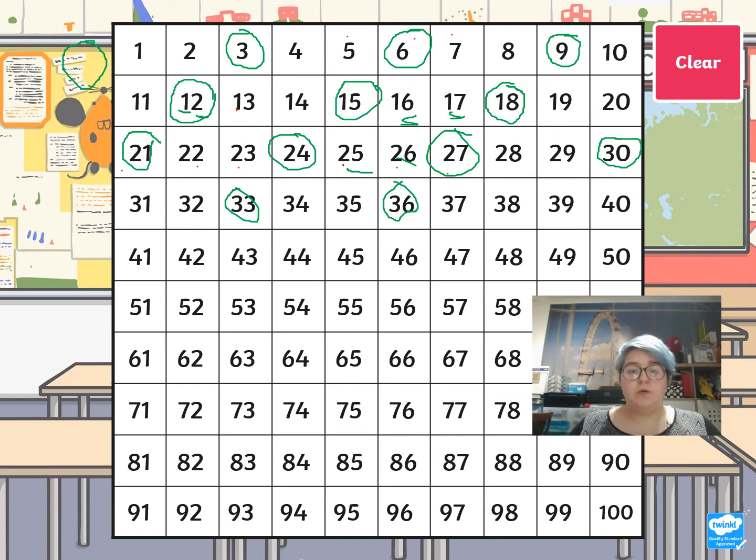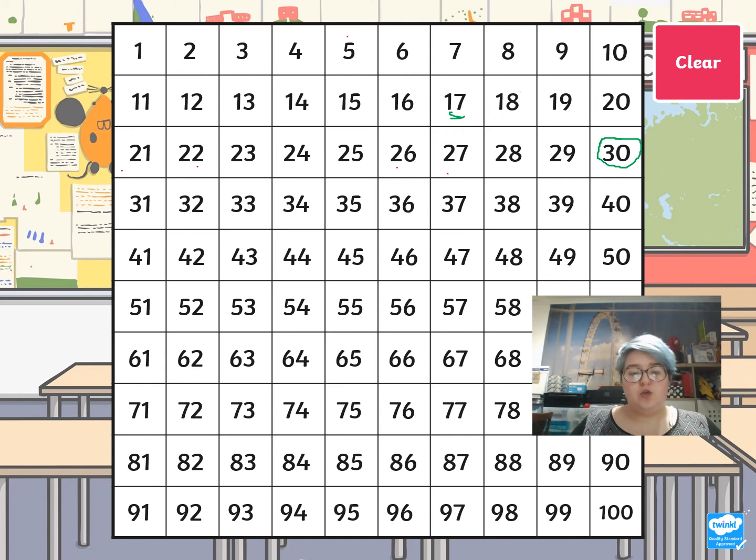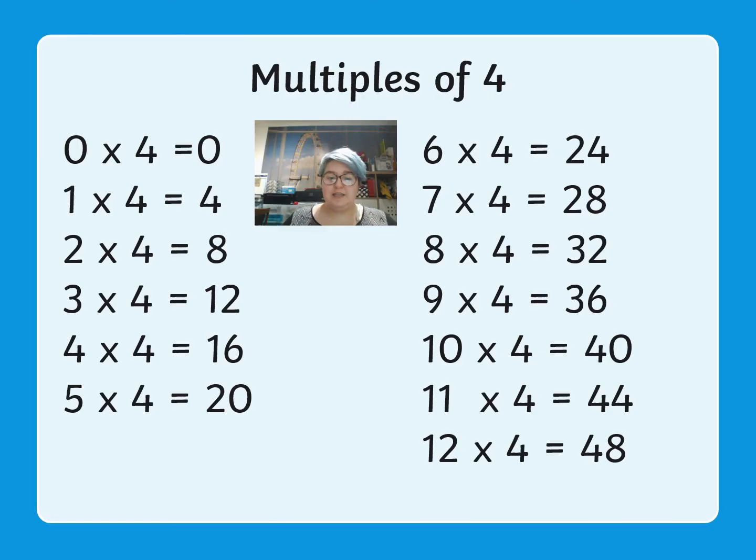Okay, so we've had a little practice, boys and girls. Just now I've shown you how to do this. Now if you have a 100 square at home, which you should have from last week, you could practice on this as well and do this as we go. Alright, so we've had a little practice and we're going to go on to our next slide.